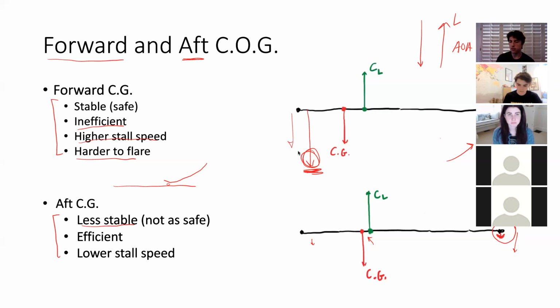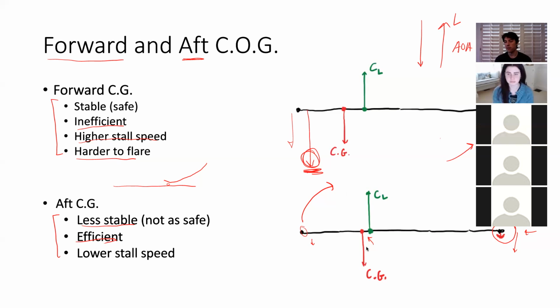Another way that it's less stable is that it's easier to turn. In a turn, you essentially have to bring the nose of the aircraft around. Well, when the nose doesn't weigh as much, it's easier to move the nose of the aircraft and get it into a steep roll. With an aft center of gravity, we're more efficient, and that's basically because we're creating less tail force. We don't have as much to balance out, and that's going to create less drag overall.